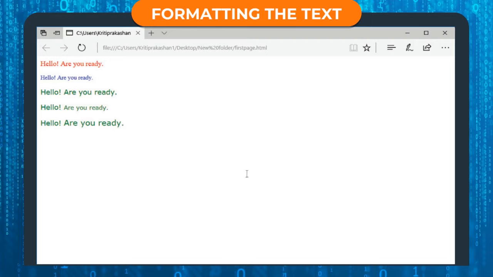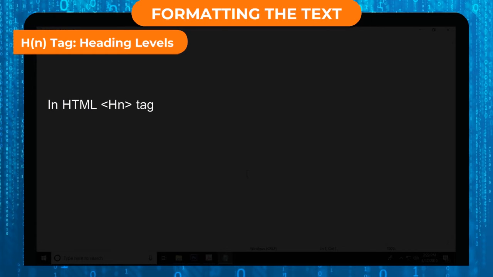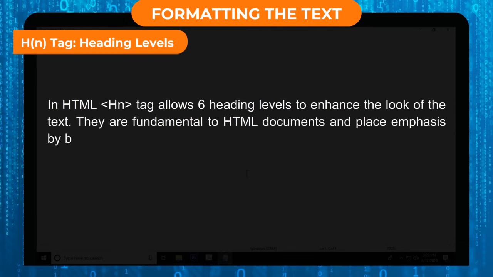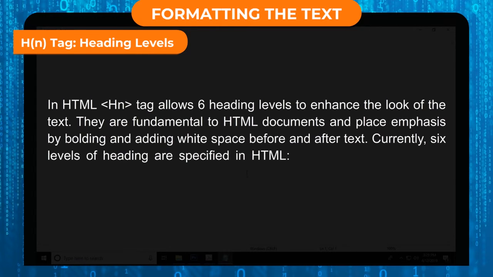Code output. H within bracket N tag. Heading levels. In HTML, the HN tag allows 6 heading levels to enhance the look of the text. They are fundamental to HTML documents and place emphasis by bolding and adding white space before and after text. Currently, 6 levels of heading are specified in HTML: H1, H2, H3, H4, H5, and H6.